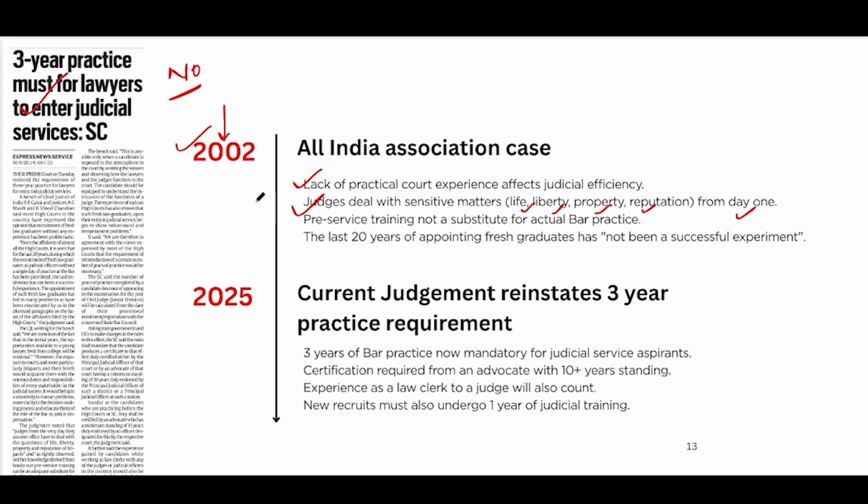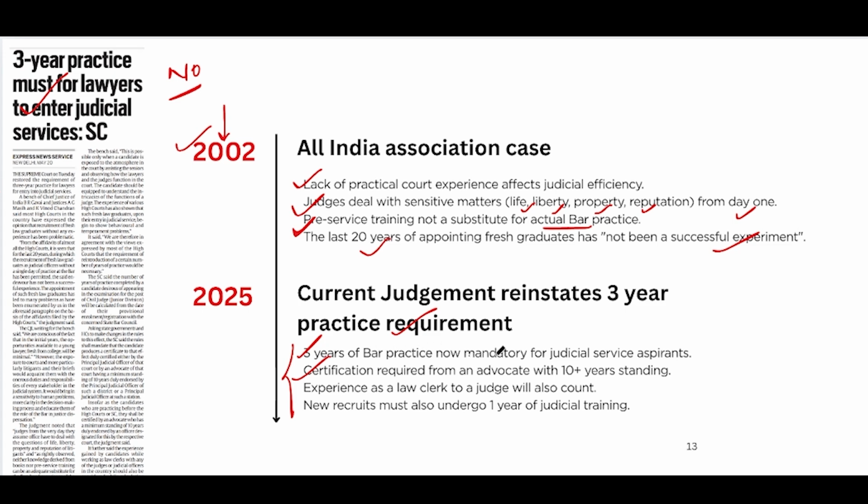Although the judges during this period were put through pre-service training, that was not a substitute for actually practicing law in the courts. That is why the Supreme Court felt that the last 20 years of appointing fresh graduates has not been a successful experiment in the field of law, because of which yesterday the Supreme Court reinstated the 3-year practice requirement. And so from now onwards, 3 years of bar practice has become mandatory for judicial service aspirants.